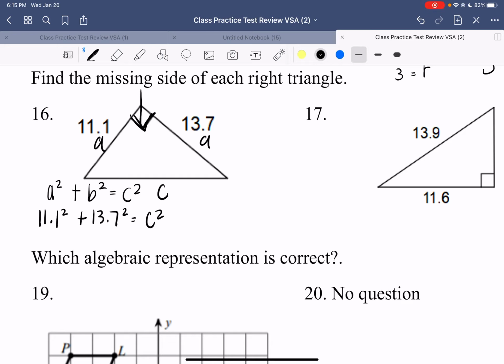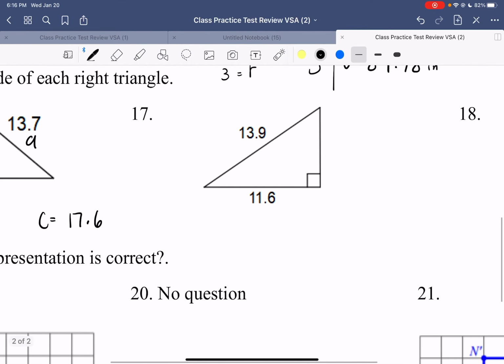In your calculator, we can do 11.1 squared plus 13.7 squared. That gives us 310.9 equals c squared. Then remember that to unsquare something, we have to take the square root of that number. Then we get c equals 17.6.